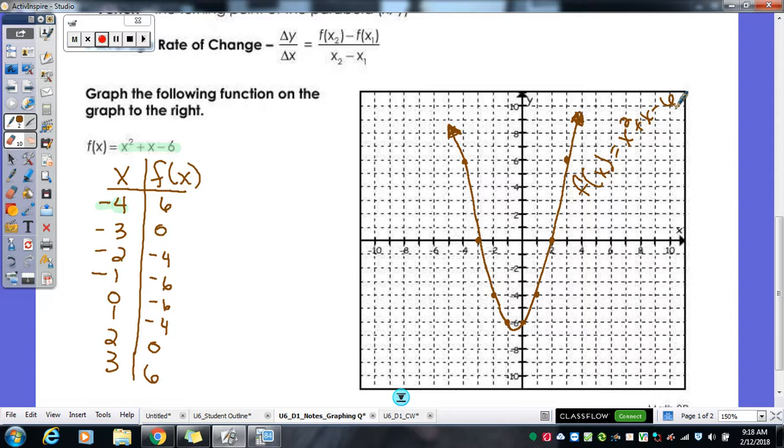Then again, we label it f of x equals x squared plus x minus 6. You always got to remember to label your graphs.